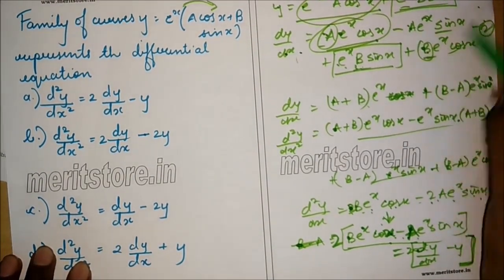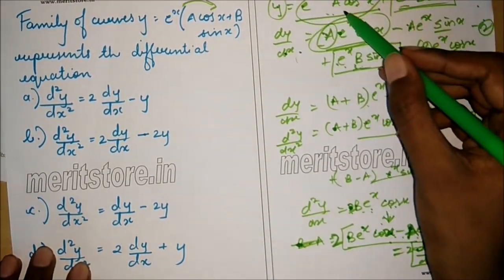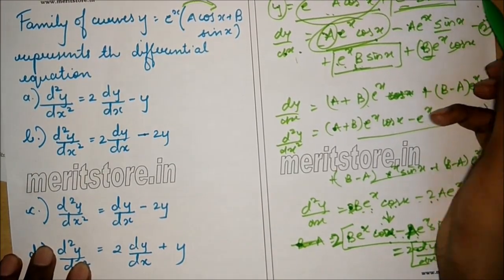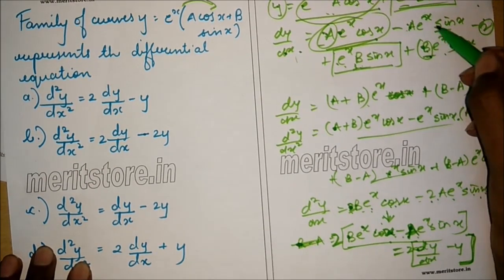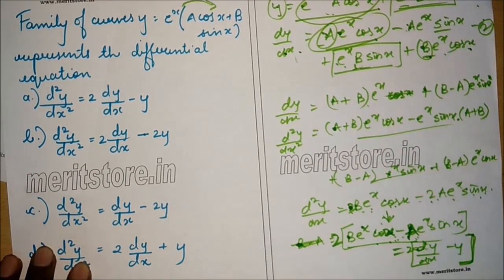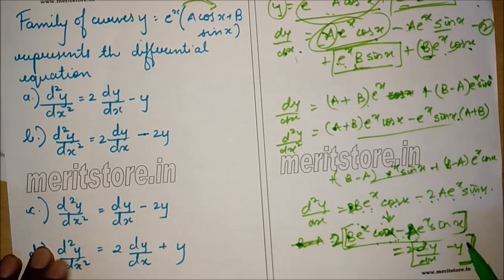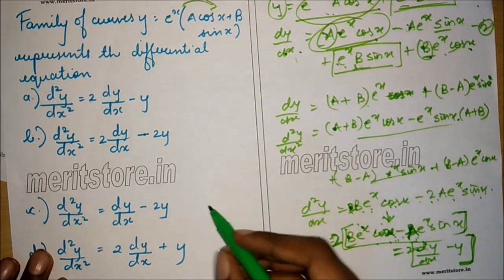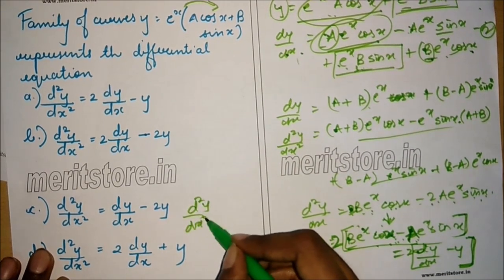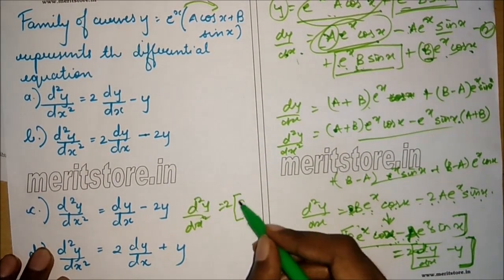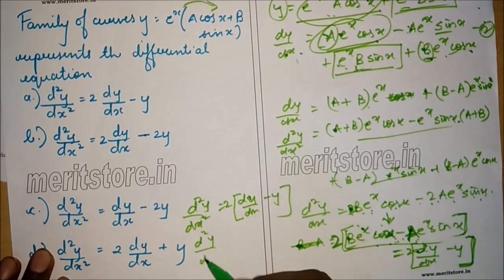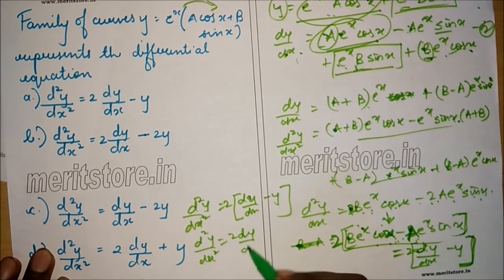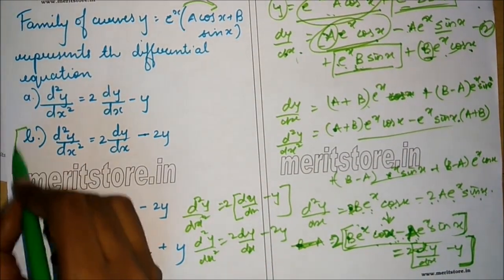Since there are 4 terms, and out of these terms y is present, that is e raised to x a cos x plus e raised to x b sin x, we'll be getting b e raised to x cos x minus a e raised to x sin x, which is what we want. So we replace this with 2 times dy by dx minus y. So we got a differential equation which was d2y by dx square equals 2 times dy by dx minus y, which is equal to d2y by dx square equals 2 dy by dx minus 2y, which is option B.